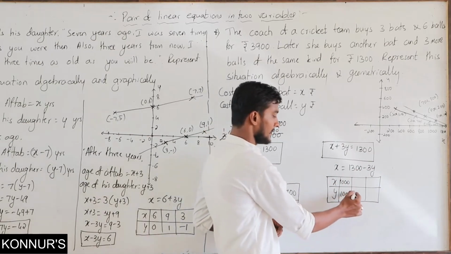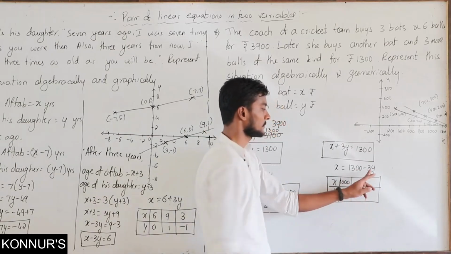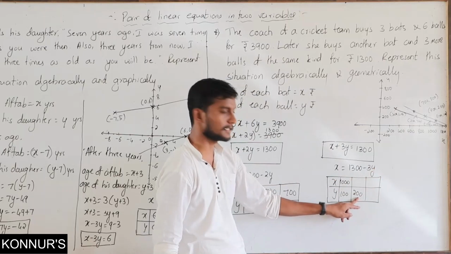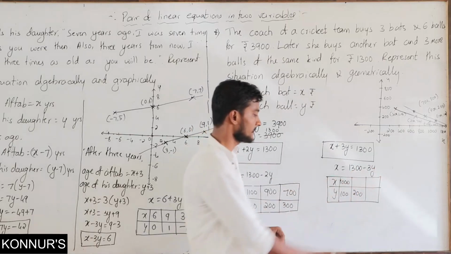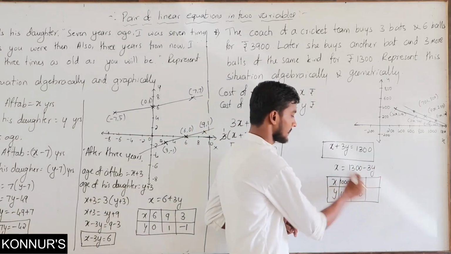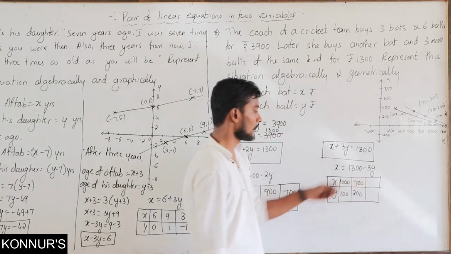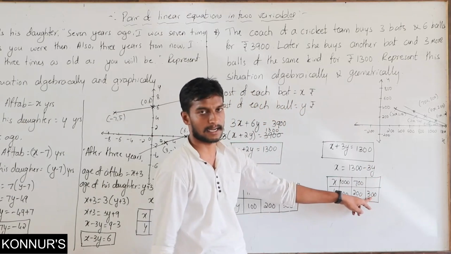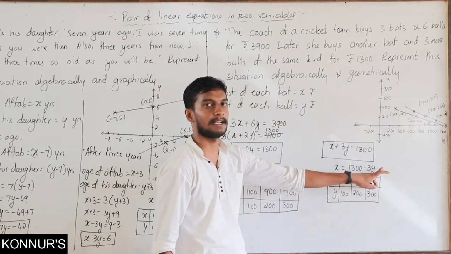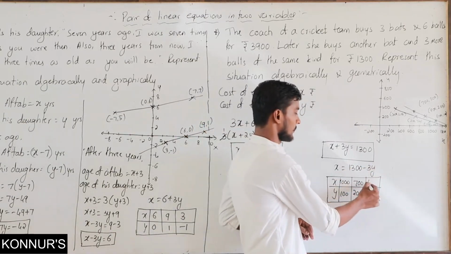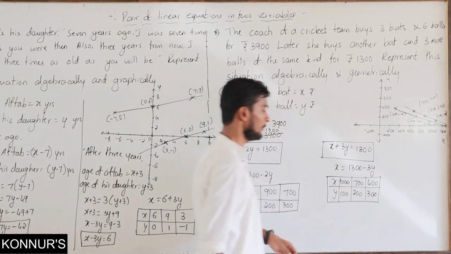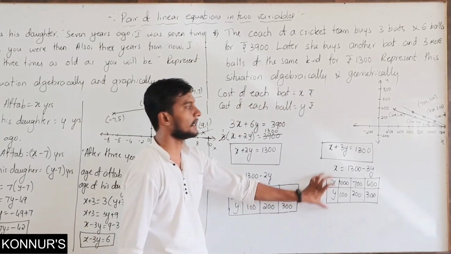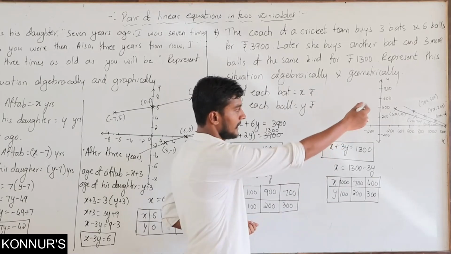And if you put y is equal to 200, 3 into 200 is 600. So 1300 minus 600 is 700. And if you put y is equal to 300, 3 into 300 is 900. So 1300 minus 900 is 400. And again, if you put these points on the graph, you are getting a line like that there.